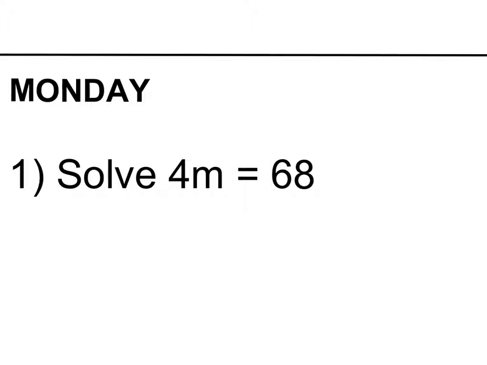First one, we are solving a one-step equation. So the first thing we need to do is isolate the variable. Remember, we want to get the variable by itself. Right now, the 4 and the m are being multiplied. In order to get rid of the 4, we've got to do the opposite, which is divide. So we're going to divide both sides of the equation by 4.